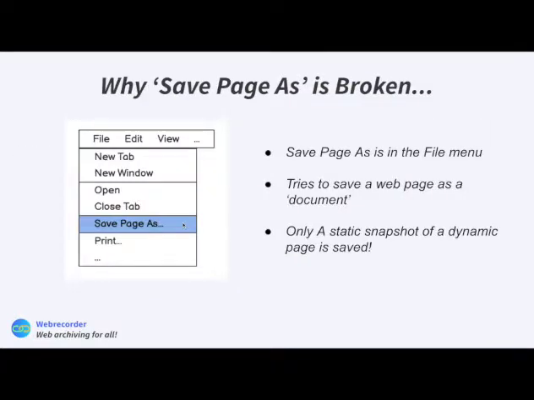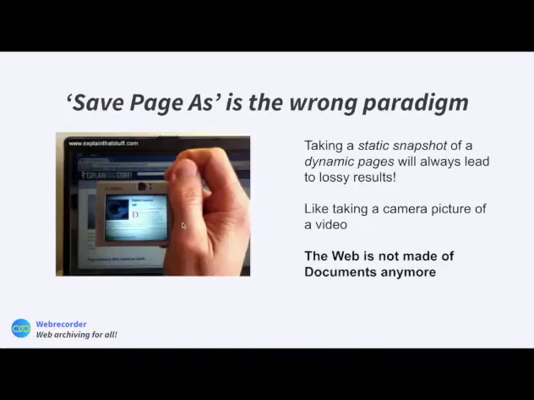So the reason that this is broken is that I think the paradigm is not quite correct. Save Page As appears in the File menu, along with other options such as Open, Close. The browser attempts to save the page as a document. Unfortunately, that means saving a static snapshot of what is potentially a dynamic and complex page. I think that Save Page As is really the wrong paradigm as it currently works. It's sort of like taking a camera and taking a static photo of a video or a TV. You will get some results, but they'll be lossy and not quite like the original.